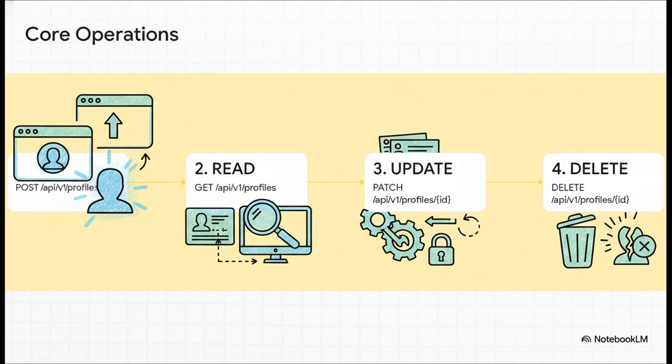It really just comes down to these 4 basic ideas. You need to create a profile. You need to read its information. You might need to update it, like change a proxy. And when you're done, you delete it. That's it. Each one of these actions maps to a super simple API call. It's just a logical way of telling the system what you want to do.